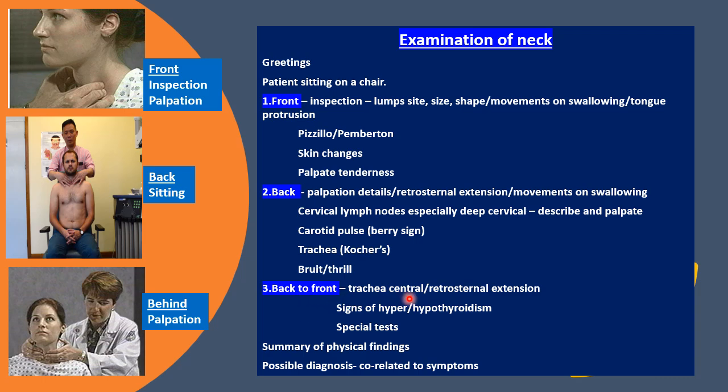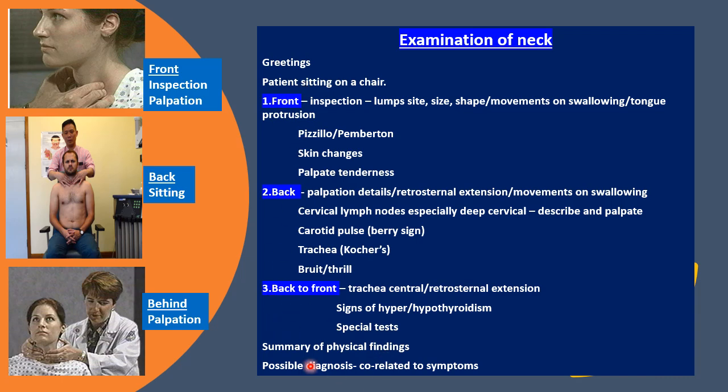Look for the tracheal position. The trachea must be central, whether there's any tracheal deviation, whether there is any retrosternal extension of the goiter or thyroid into the upper mediastinum, signs of hyper and hypothyroidism, and the special tests. So these are all done from the front and the back.